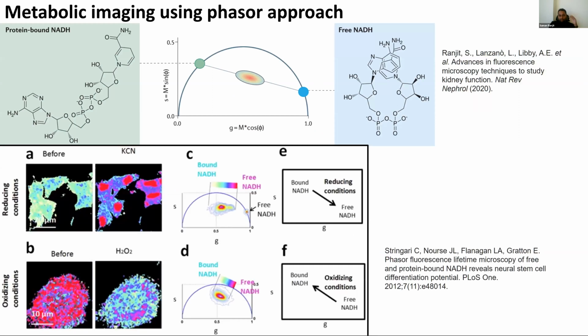So the first work showing this in terms of metabolic in phasor was Vieira's paper, where if you add reducing condition by potassium cyanide, it would shift towards more free NADH. If you add oxidizing condition, hydrogen peroxide, it would move towards more bound NADH. And this can be seen from the color map here. She always uses free NADH as a more purple color, so you see that sort of behavior.